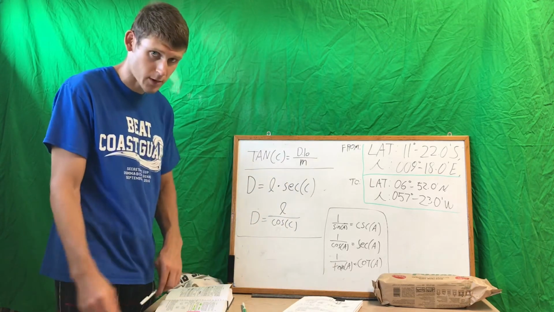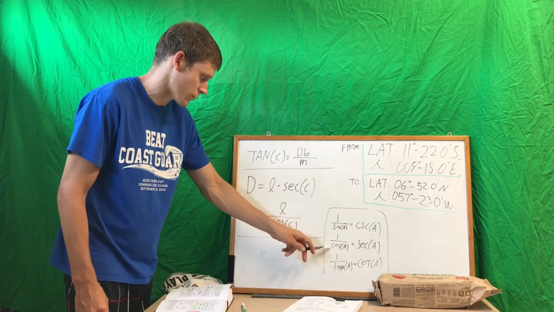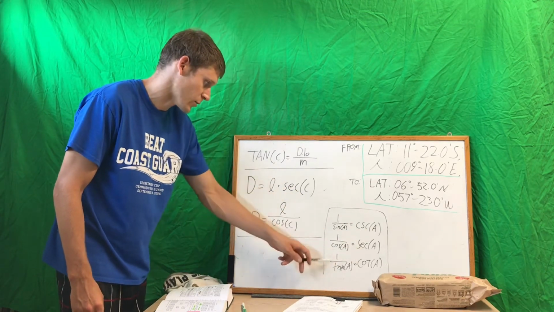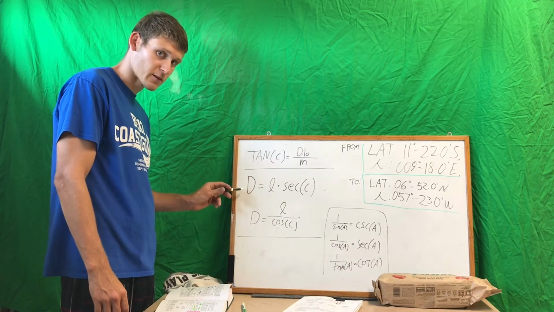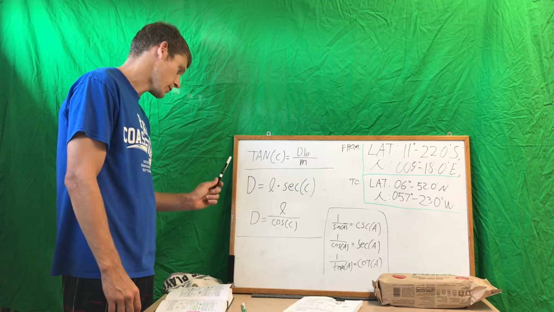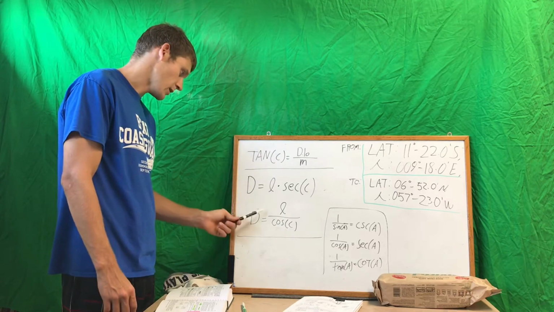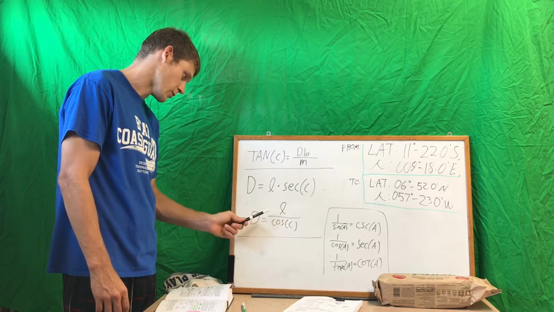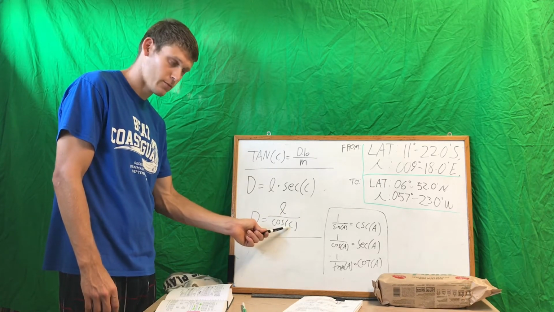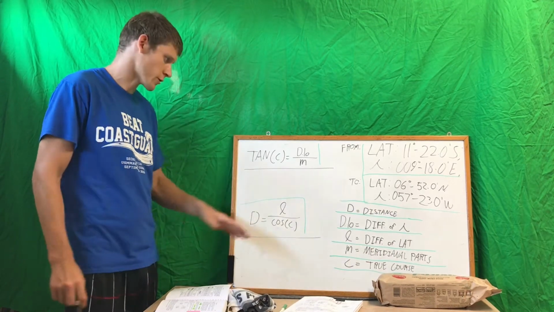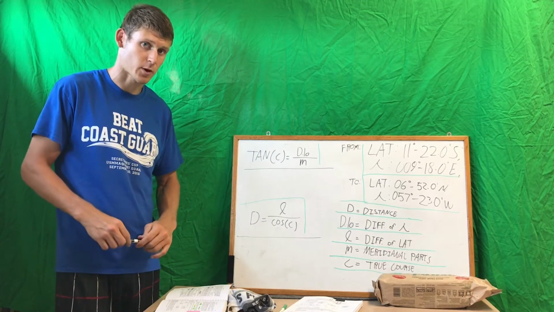If you go back to your trigonometry class, you'll remember that 1 over sine is cosecant, 1 over cosine is secant, and 1 over tan is cotangent. So an easier way to write the distance sailed, Mercator Sailing, equals the change of latitude divided by the cosine of the true course. If you want to pause the video and write down what each of these means, go ahead and do so, just so you can keep track of everything that we're going through.